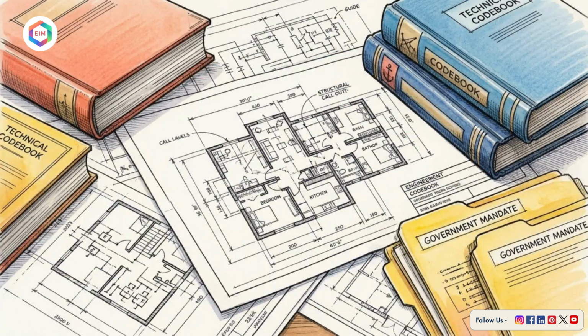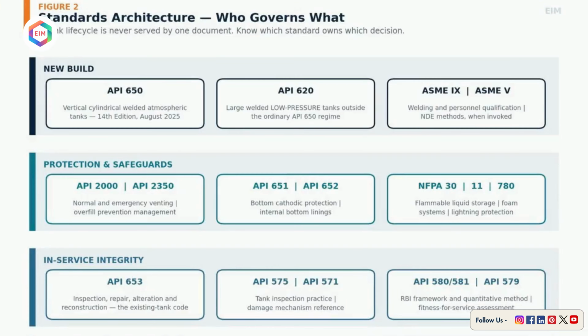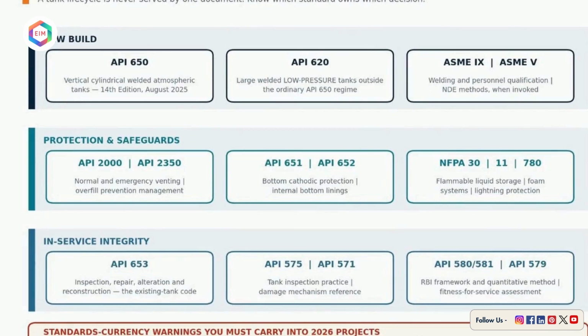No single document governs a tank's life cycle. Between structural design, fire protection, and maintenance, the regulatory environment is a dense web of interacting codes. This chart organizes the architecture into 3 lanes: new build construction, protection and safeguards, and in-service integrity. A strict line separates mandatory codes from recommended practices. API 650 dictates the construction of new vertical tanks, while API 653 controls the asset once it is in service.